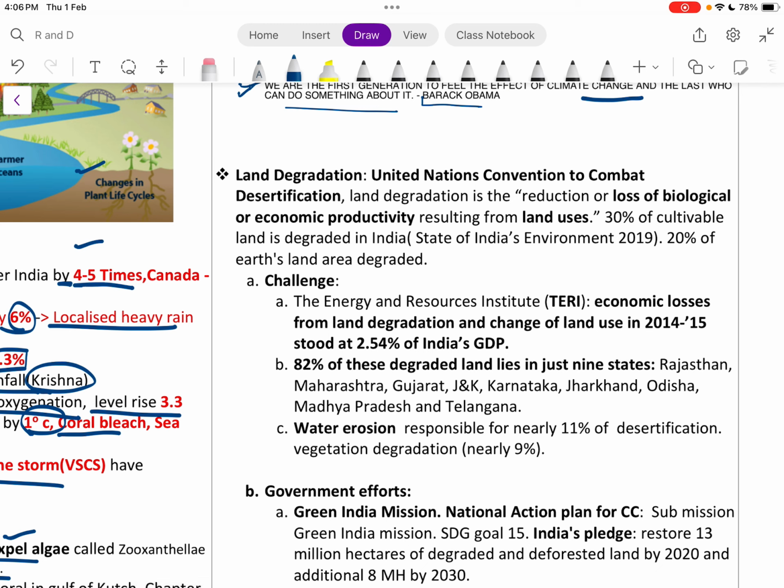Land degradation, United Nations Convention to Combat Desertification: land degradation is the reduction or loss of biological and economic productivity resulting from land use.